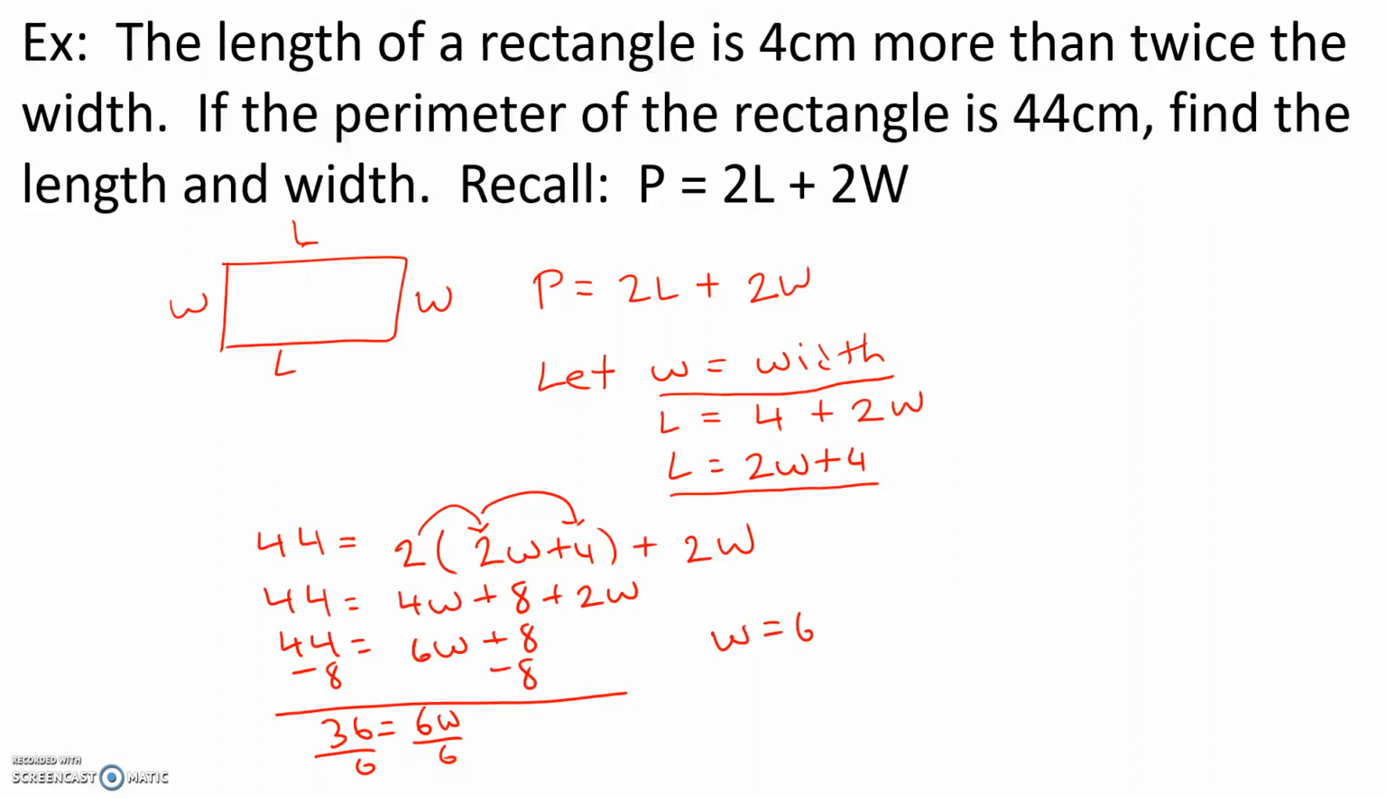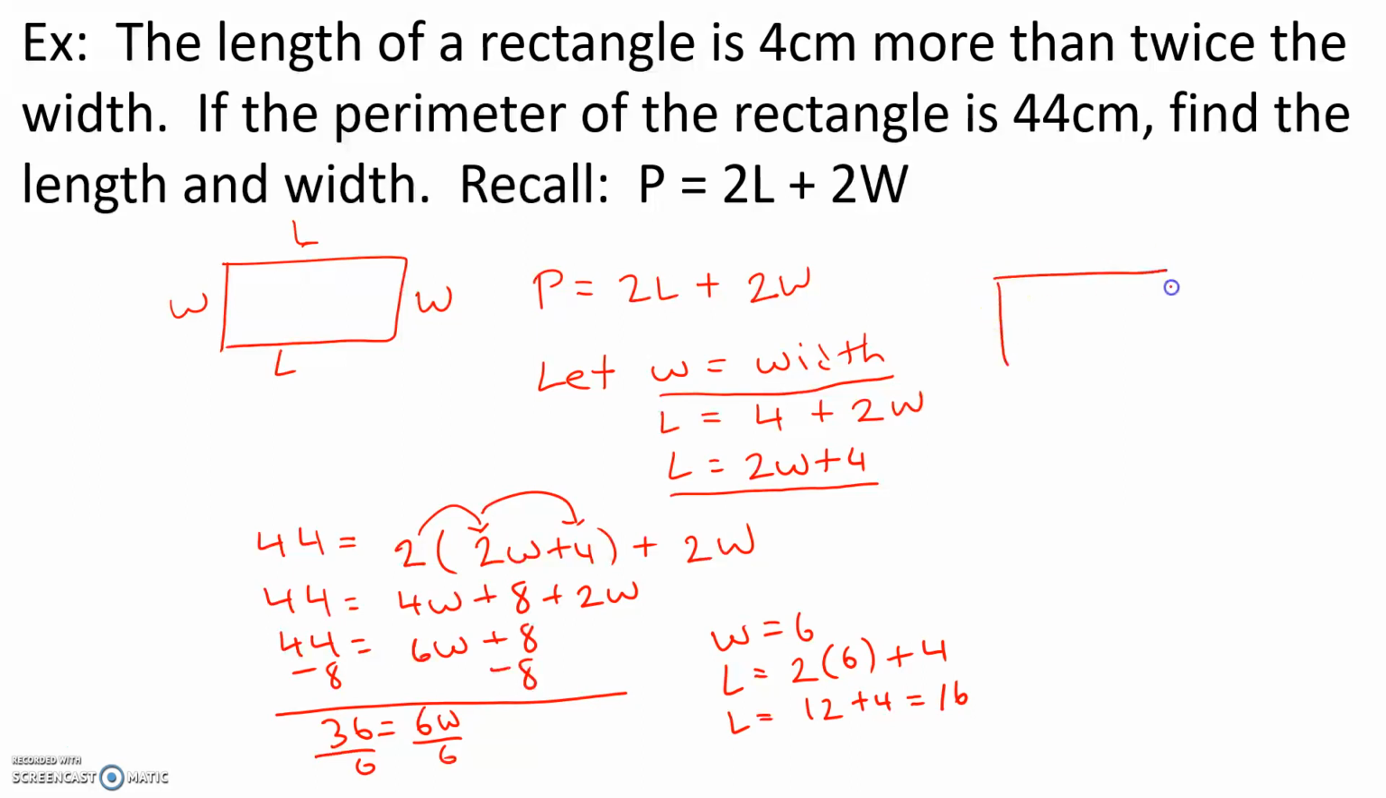Here's what we said. We said the length is 2w plus 4. So if w equals 6, then the length is going to be 2 times w, which is 6, plus 4. So the length will be 12 plus 4, which is 16. Now, before we write this in a sentence and box our answer, let's see if this is correct.